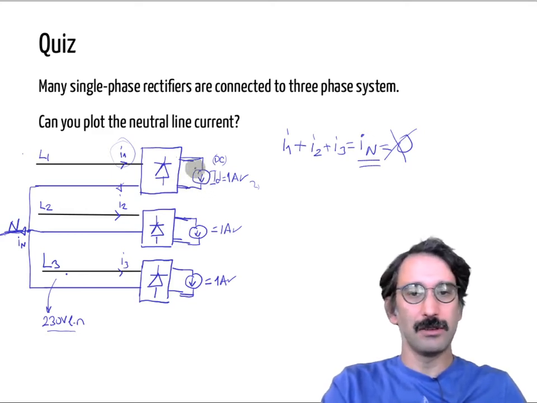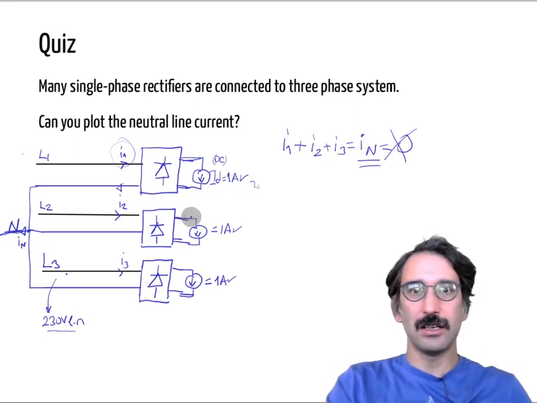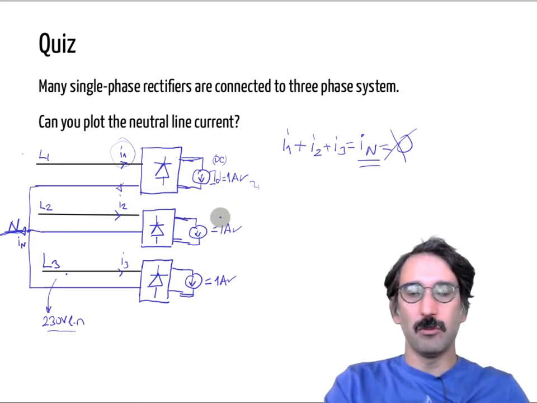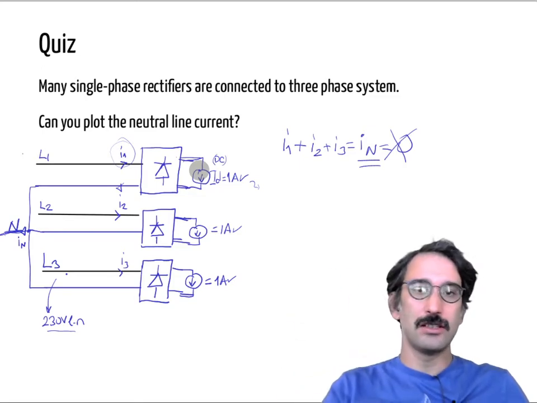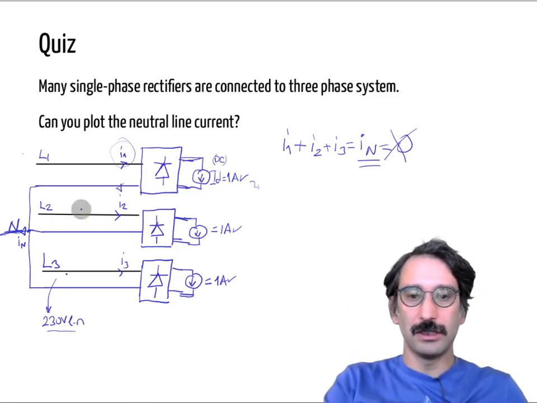But in our case, we have an inductive component, and if the inductive component is large enough, we can model it as a DC source or DC current, as it is difficult to change the magnitude of the current in the inductor.